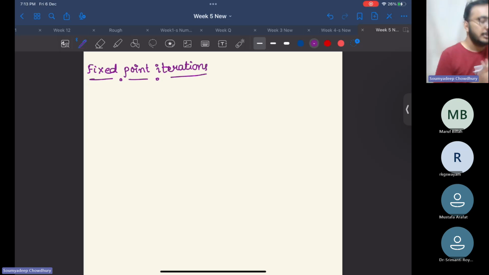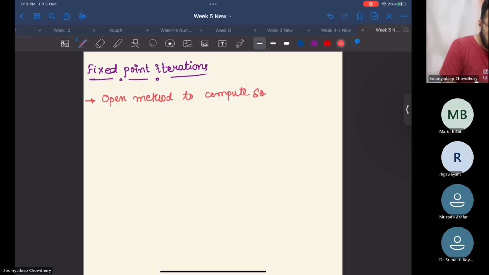I'll just start. Okay, so this is not a bracketing method. This is an open method. What do you mean by open method? To compute the solution to f of x equals 0. So here there will be no interval of roots, or rather it will be given as a single value, right?